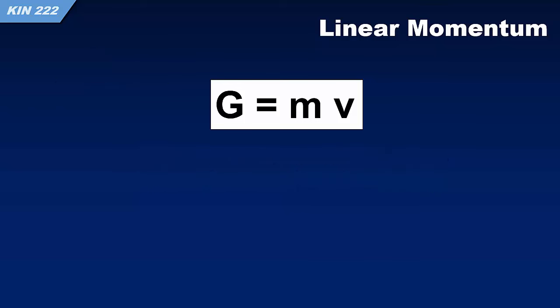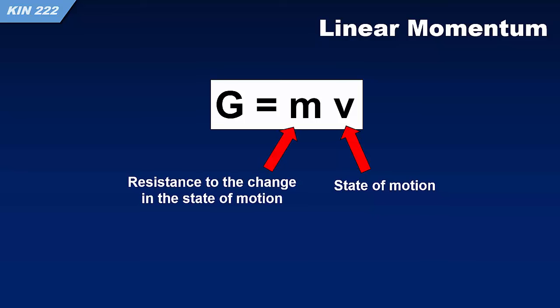Even though the formula for momentum is pretty simple, it actually combines a couple of really fundamental concepts within Newtonian mechanics. Linear momentum is the mass times the velocity, but conceptually, the velocity is a measure of the state of motion of an object, and we've talked about that already when we were talking about Newton's first law. And mass is a measure of the resistance to the change in that state of motion.